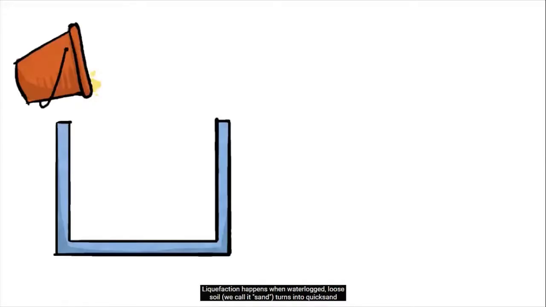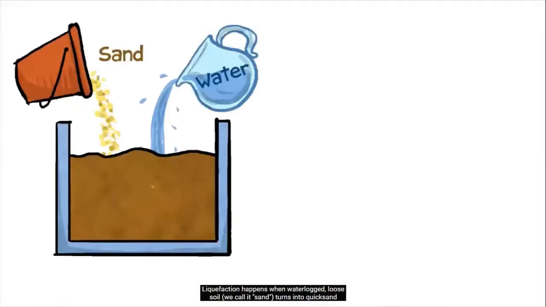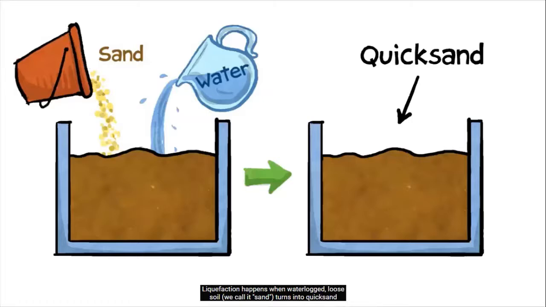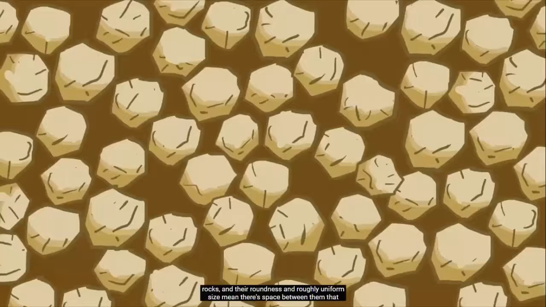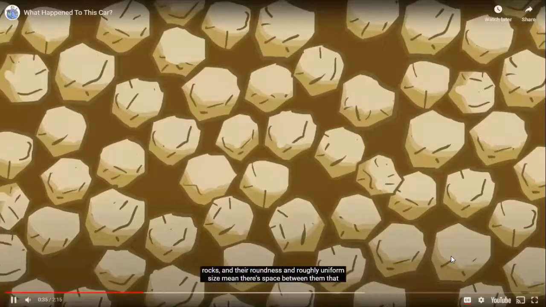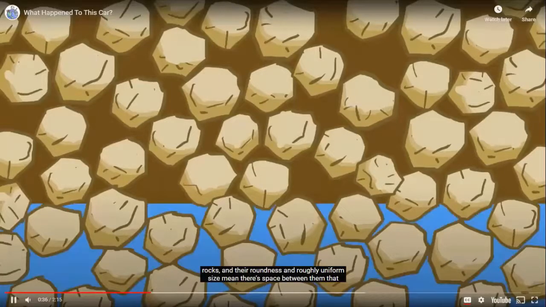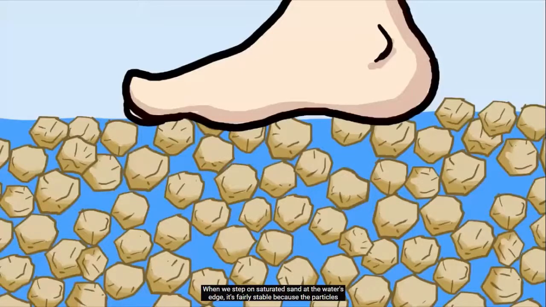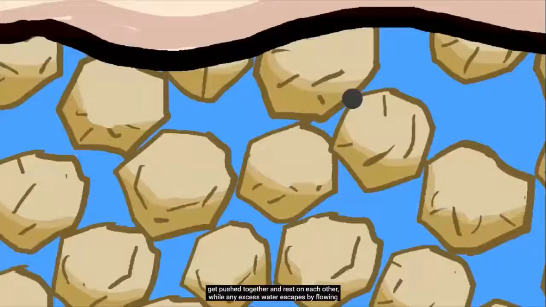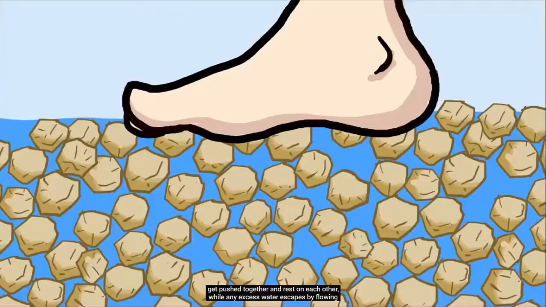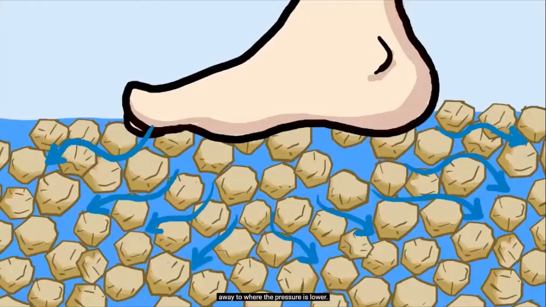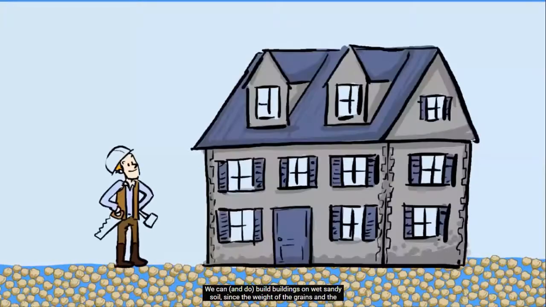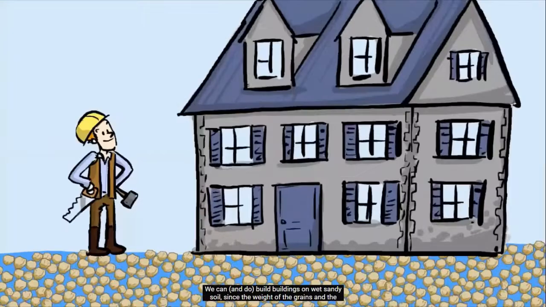Liquefaction happens when waterlogged loose soil, we call it sand, turns into quicksand, temporarily. If you look closely at sand, you'll realize that it's actually comprised of tons of tiny rocks, and their roundness and roughly uniform size mean there's space between them that can get filled by water. When we step on saturated sand at the water's edge, it's fairly stable because the particles get pushed together and rest on each other, while any excess water escapes by flowing away to where the pressure is lower. We can and do build buildings on wet sandy soil, since the weight of the grains and the friction between them makes the soil behave as a solid most of the time.